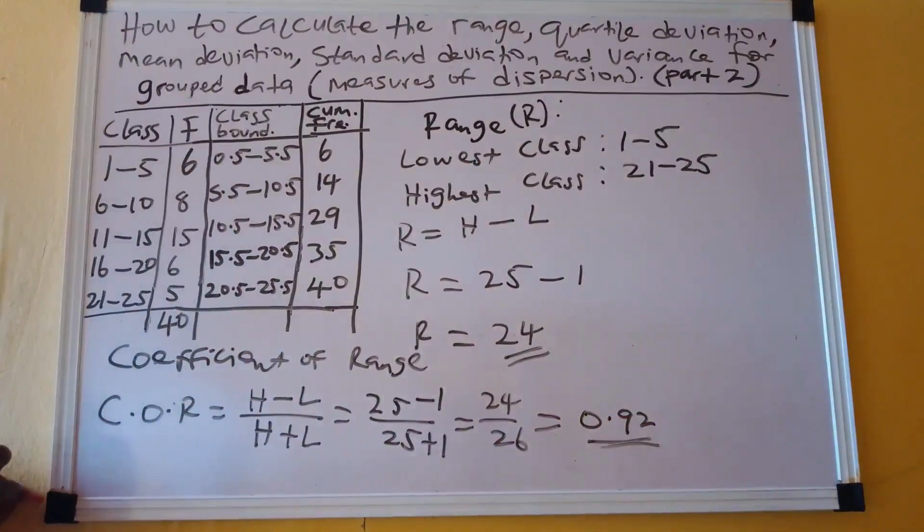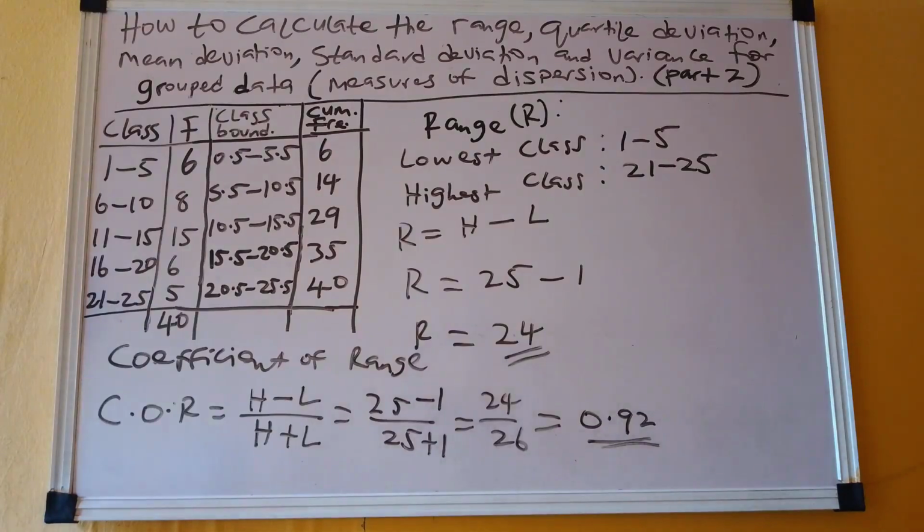To 2 decimal places. Remember, in our last class we considered the advantages and disadvantages of the range. So I will encourage you to go and watch that video, part 1 of how to calculate the range, the quartile deviation, the mean deviation, the standard deviation, and the variance inclusive. Watch that video again and see how you can understand the range better by studying its advantages and disadvantages. It was explained very well in part 1 of this video. This is part 2.